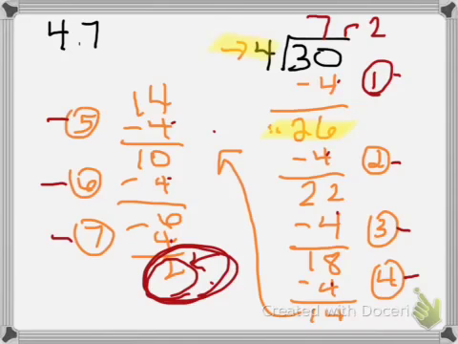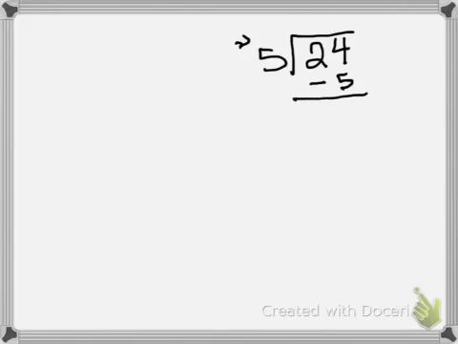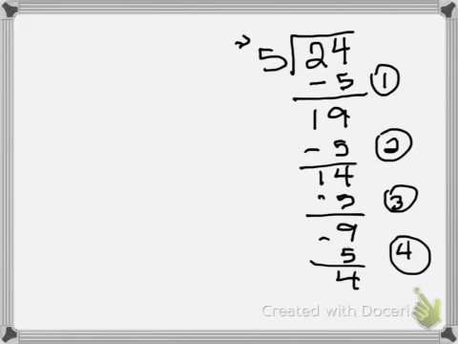Let's try another one and see how simple this repeated subtraction can be. So we're going to do the problem of, let's do 24. Let me move that down a little bit. 24 divided by 5. I'm going to start the same way. I'm going to take my divisor and I'm going to repeatedly subtract it. So I'm going to skip ahead to where I've subtracted all of this.